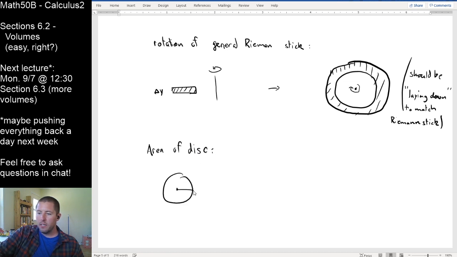Well, area of a disk is easy. Disks just have a radius, and it's just going to be that area is pi r squared. We need to talk about an area of a washer, though. It's a slightly different thing. Fortunately, we still just need to know about circles.